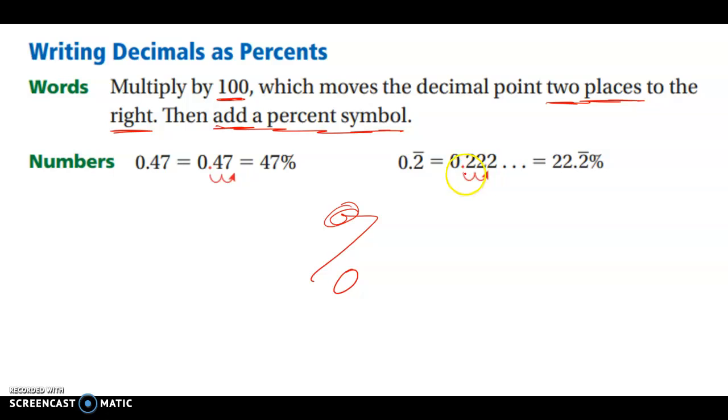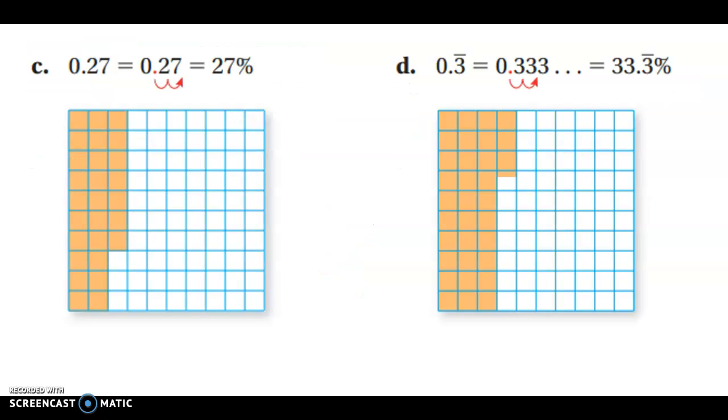So 0.2 repeating, that's a bunch of 2's. You move it 2 places to the right, and don't forget the line. And then this one right here, 0.27, you fill in 27 boxes. That's 27%. This one, 0.3, that's 3333 repeating. So if you notice, they shaded in 33 and a third boxes, and then they put it that way.